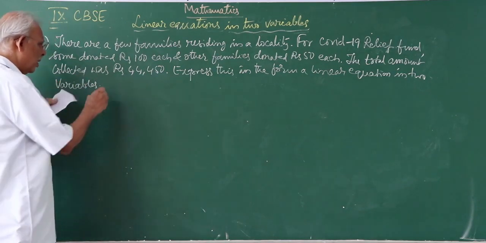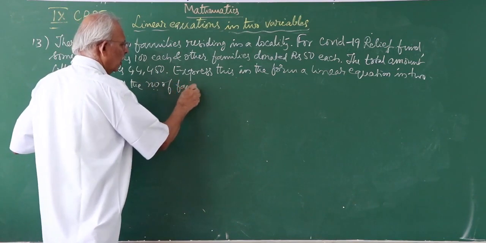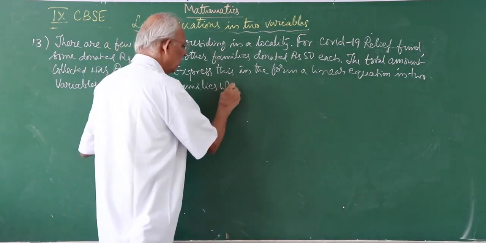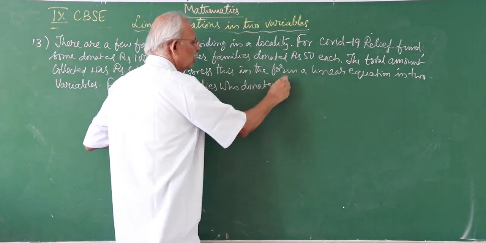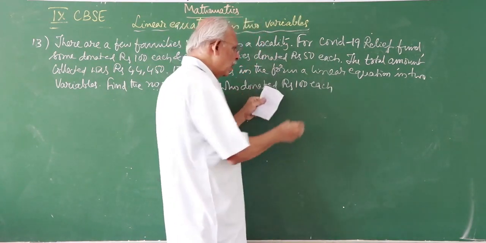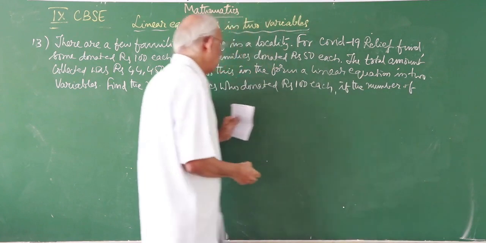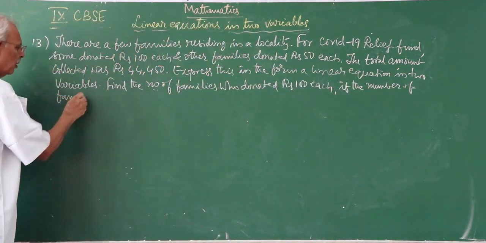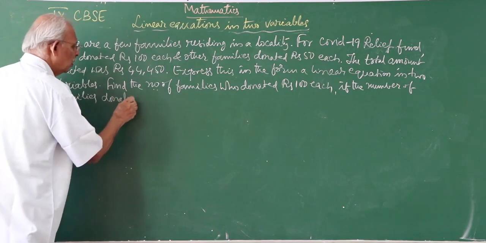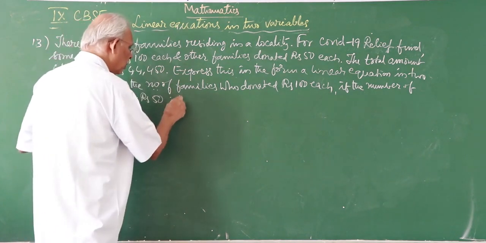Find the number of families who donated rupees 100 each, if the number of families donating rupees 50 is 111.